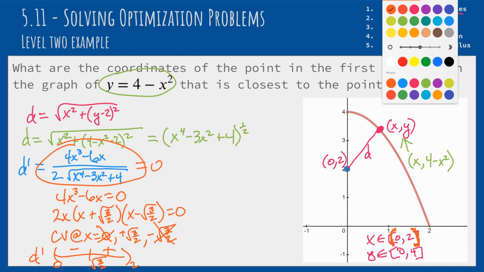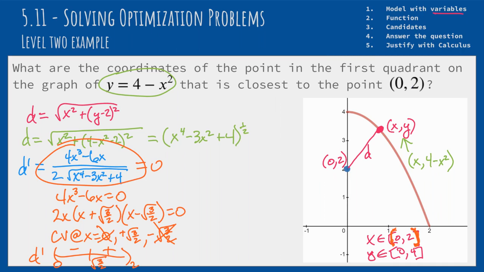I want to make sure that I answer the question. So the question says, what are the coordinates? So I need an x and a y. So I'm going to write this as square root of 3 halves, comma, plugging that in here, we're going to have 4 minus 3 halves, or 8 halves minus 3 halves is 5 halves. And that's the coordinates. So if we plot the point at square root of 3 halves, comma 5 halves, which is going to be somewhere around here, that's going to be the closest that a point gets on this parabola to that point.